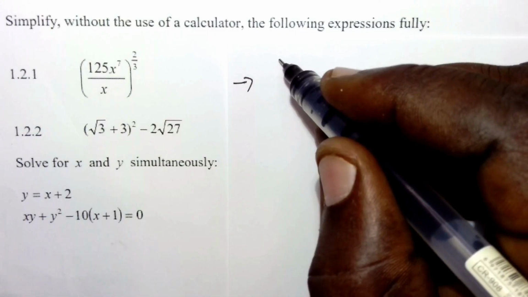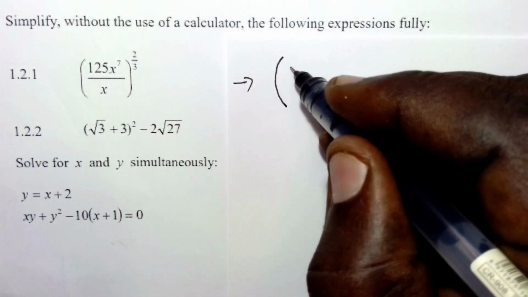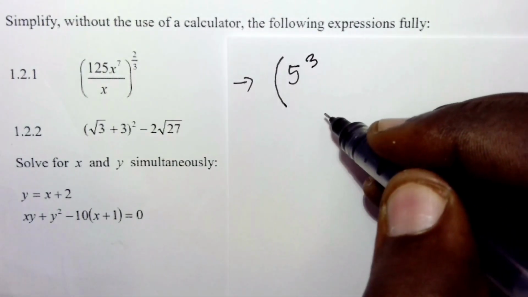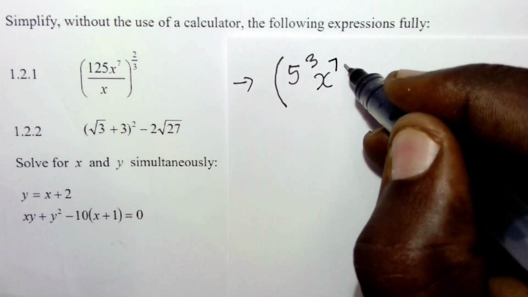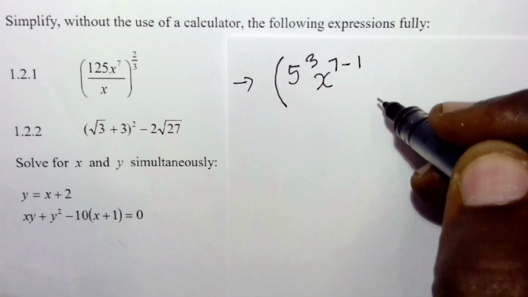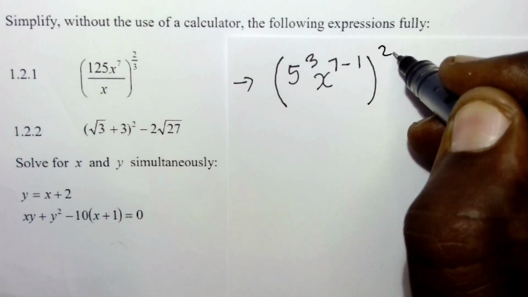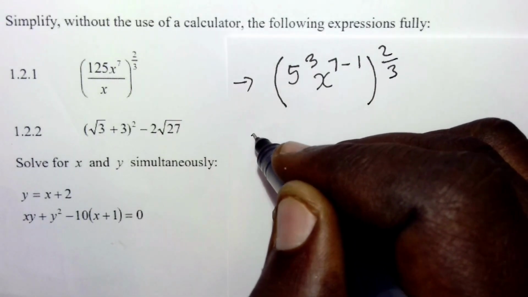Here is my best approach. Start working on the bracket. This 125 can be written as 5 to the power of 3. This x can be written as this. Remember the laws of exponents. Outside, there's nothing that we can do yet. So then we move on.